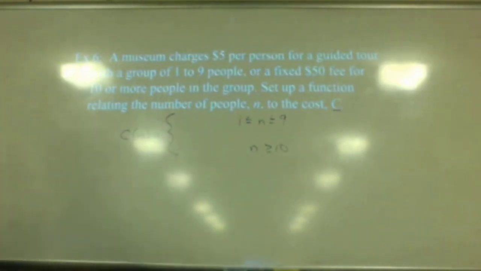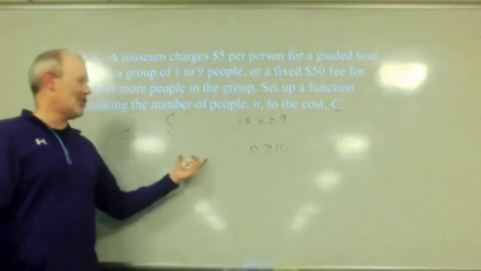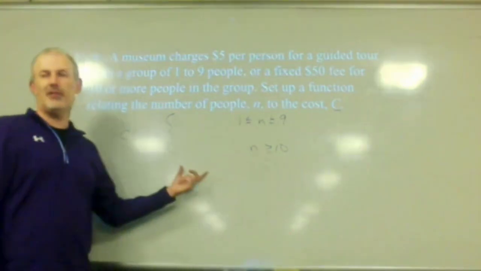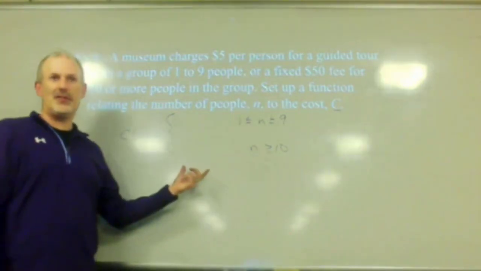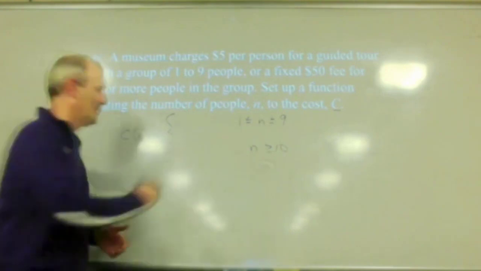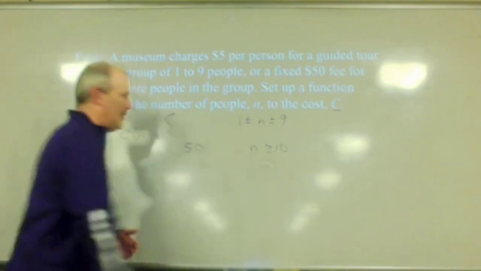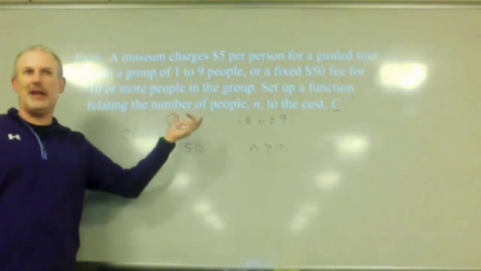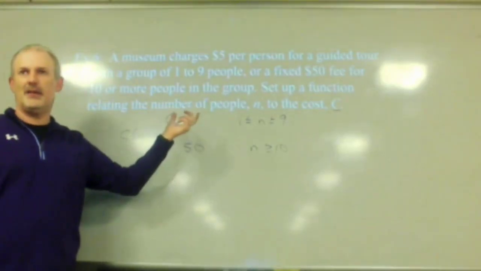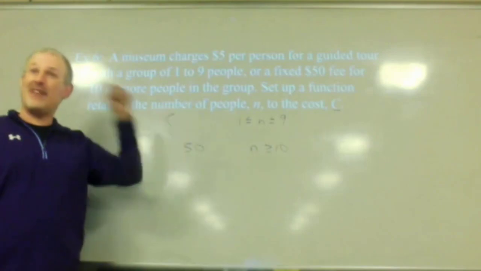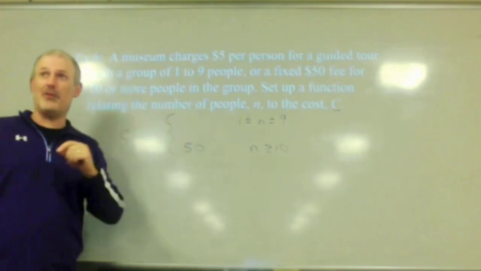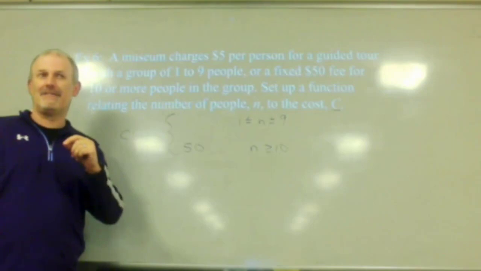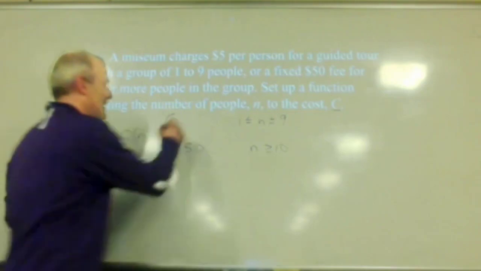Let's start with the easy one. How much do they get charged if their group has 10 or more people? $50 automatically, right? How much do they get charged if they have a group between 1 and 9? 5 per person. So if n is the number of people, how do you think we would write that? Correct. 5 times n. Does that make sense?